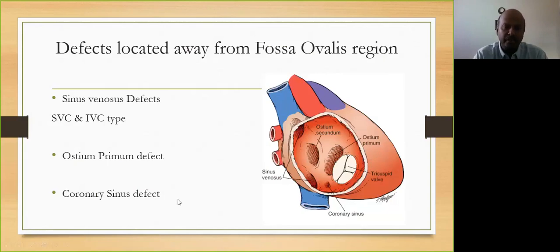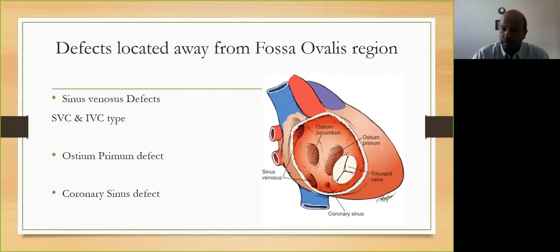And very commonly, this could be associated with a persistent left SVC to the roof of the left atrium. So in that case, you would have a left to right shunt at the level of the coronary sinus defect and a right to left shunt at the level of the LSVC LA junction. And there is a specific name for this syndrome.